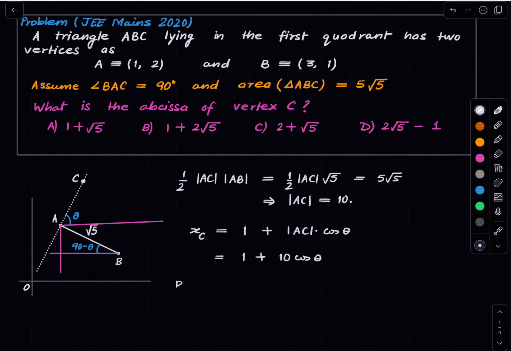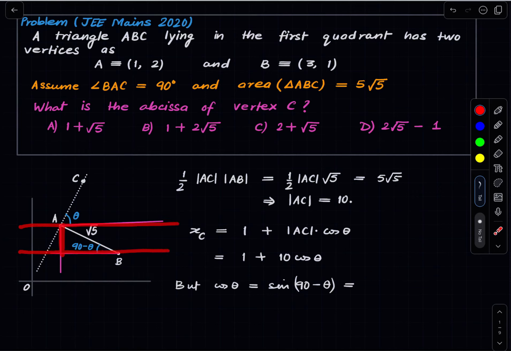But cos theta is what? Cos theta is sine of 90 minus theta, which is, now let us look at this triangle. Sine of 90 minus theta is perpendicular upon hypotenuse. What is this perpendicular? The length of this is the y coordinate of A minus the y coordinate of B, which is equal to 1. So this is 1 and that is root 5. So we know sine of 90 minus theta is 1 upon root 5.